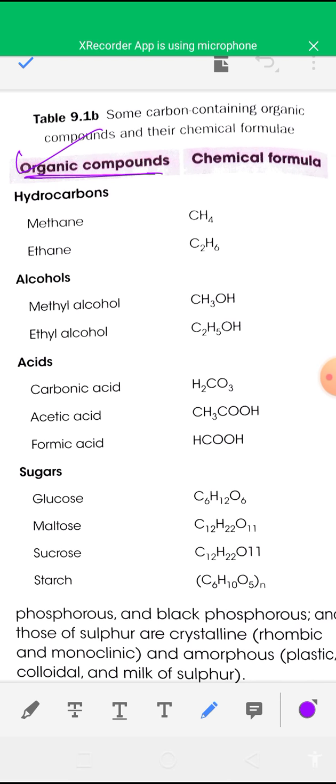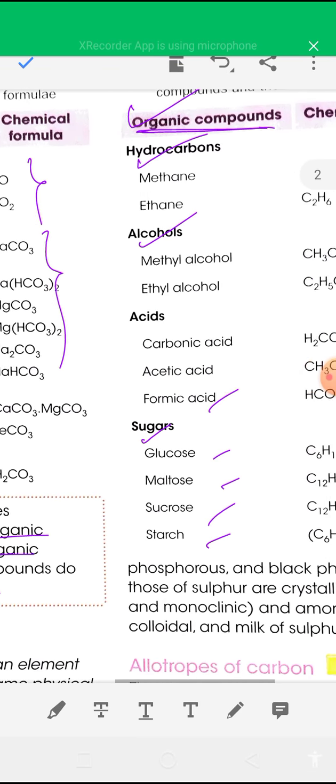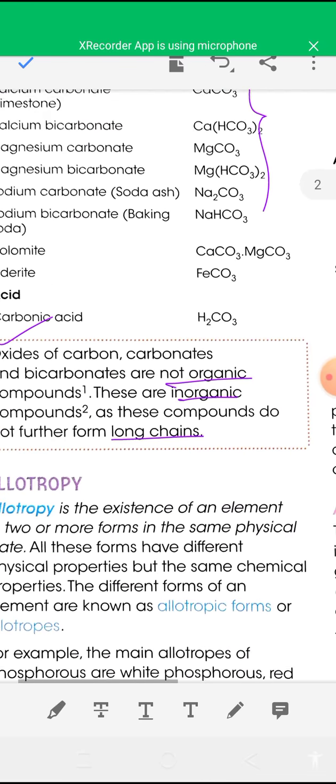Now see organic compounds of carbon. There are many types of organic compounds of carbon, like hydrocarbons, alcohols, acids, sugars. Hydrocarbons like methane, ethane. Methyl alcohol, ethyl alcohol are organic alcohols. Carbonic acid, acetic acid CH3COOH, formic acid HCOOH are organic acids. Sugars like glucose, fructose, maltose, starch are organic sugars. So carbon can form both inorganic and organic compounds, and maximum compounds of carbon are organic compounds.